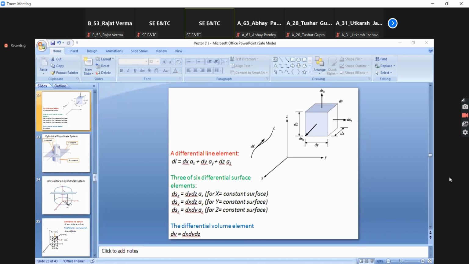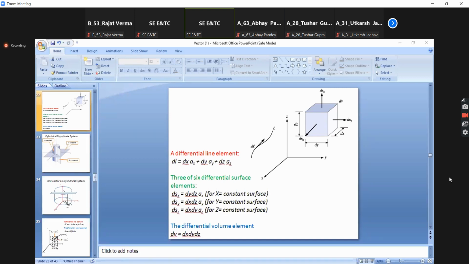So if I consider any point, say P(x, y, z), and I incrementally increase the coordinates of that point, it gives me another point, and the incremental values are x plus dx, y plus dy, and z plus dz. So it gives me 2 points, P and P dash. Therefore, if I join those 2 points, it gives me a differential line element, and it is represented by dl.